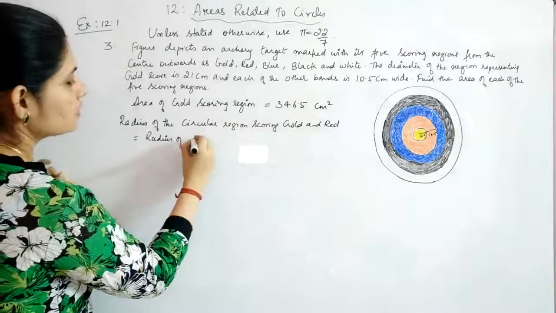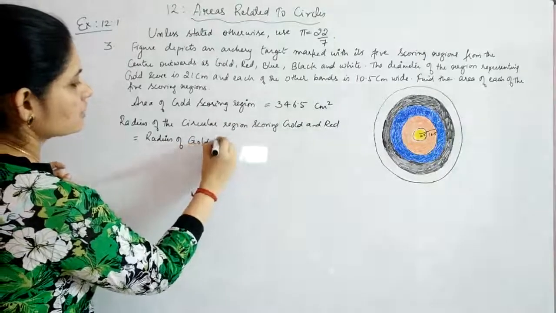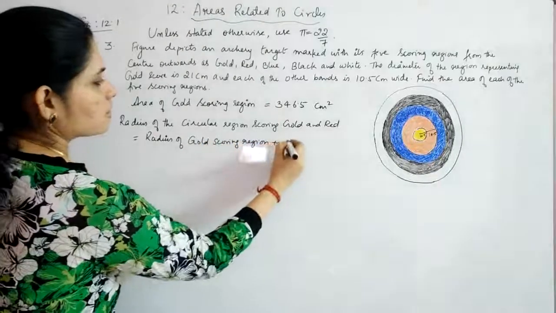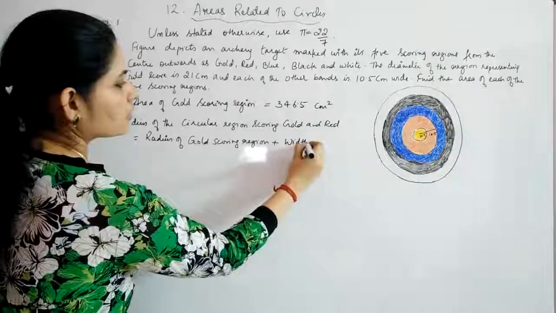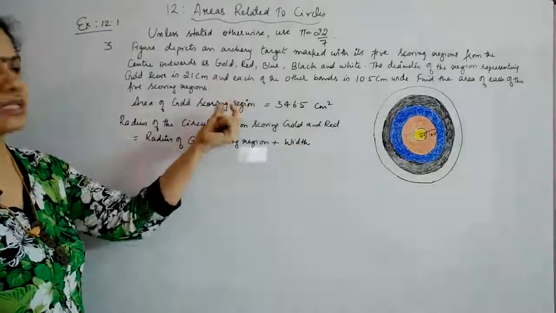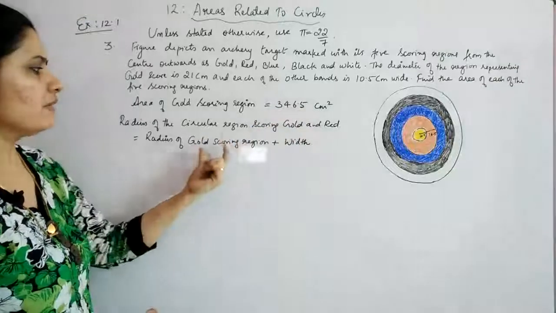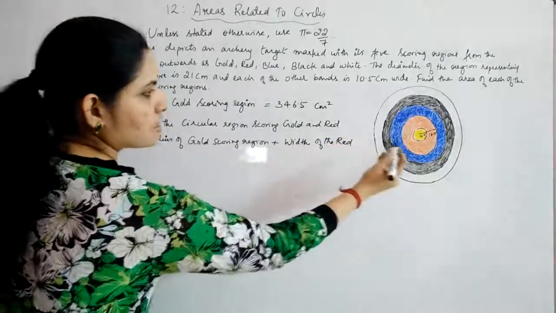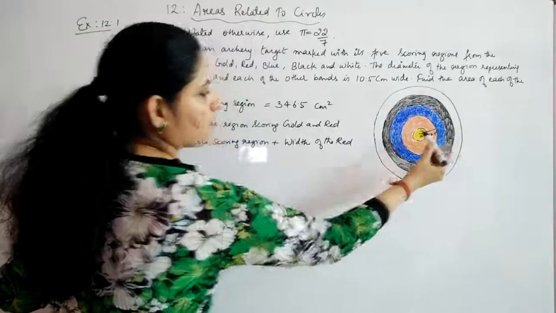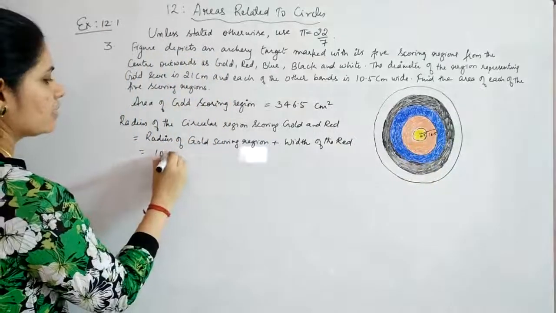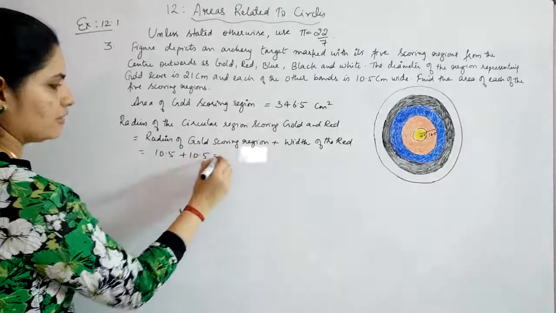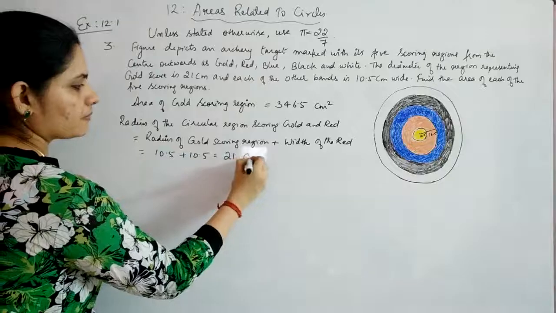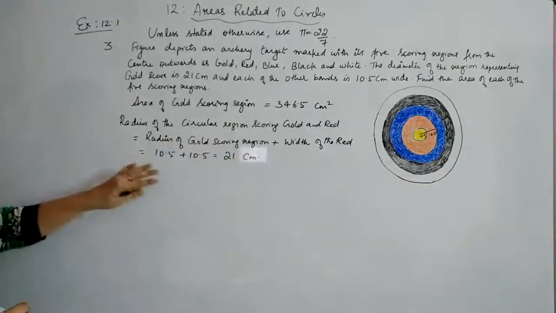Radius of the gold scoring region plus width of the red region, because each band is of width 10.5. So when we add that to this, you will get the radius till this one, right? That will be equal to 10.5 plus 10.5, or you can write it as 21 centimeters. So this is the radius.